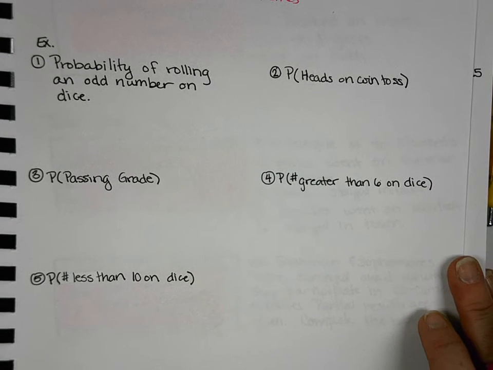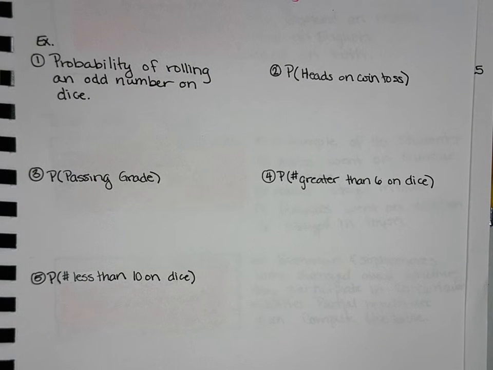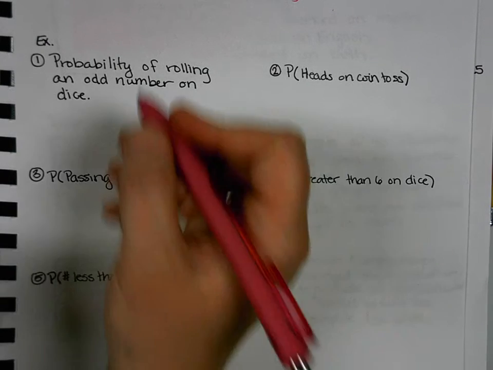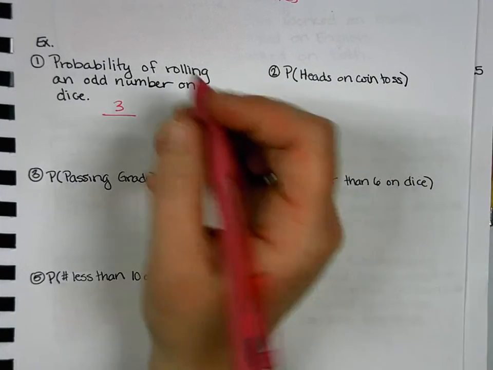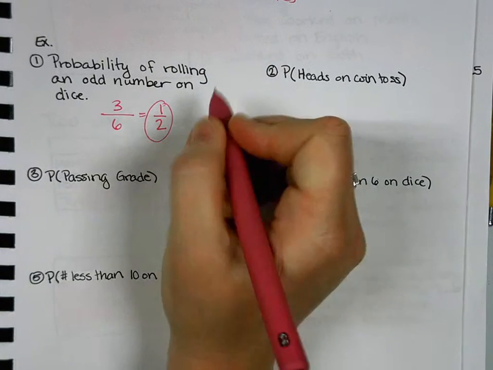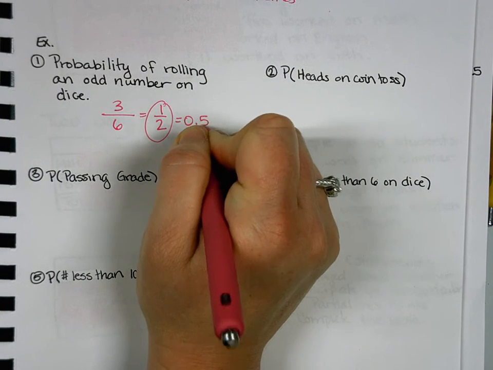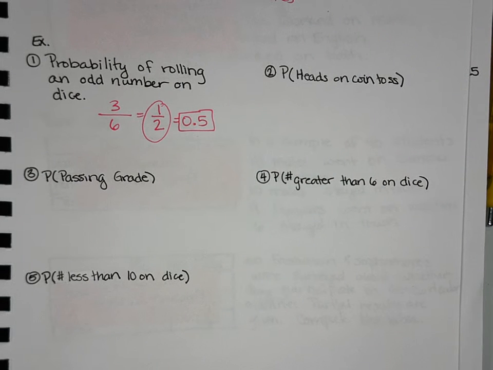So we're going to find 5 probabilities. The first one is, what's the probability of rolling an odd number on a dice? Think about all the outcomes you have on a dice. How many of them are odd? 3. So we have 3 possible odd outcomes. How many total outcomes did we have? And then you reduce it. Your probability is 1/2. If you want to write it as the decimal 0.5, you can. Those are going to be our 2 acceptable forms today: either a reduced fraction or a decimal.